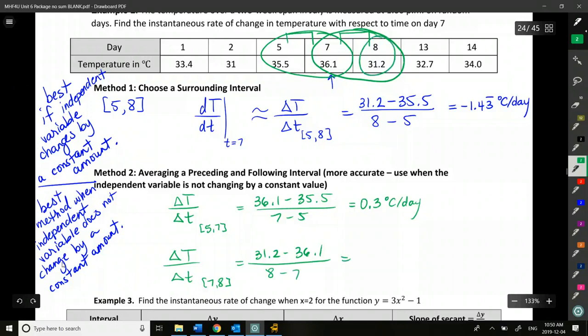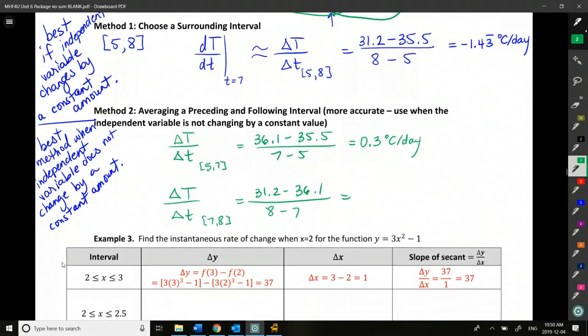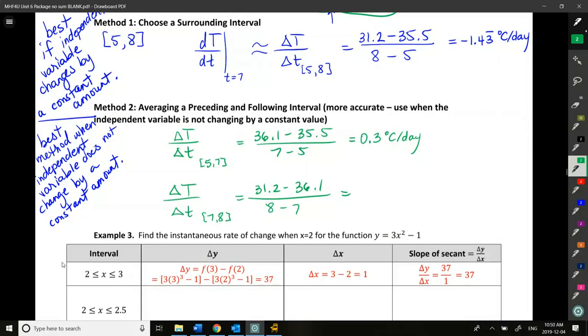Be consistent with which one is your 0.1 and which one is your 0.2, right? If I have 31.2 first here, then I'm going to have the day that matches up with 31.2 first in my calculation on the bottom. Okay, I'll get you guys to calculate that one as well. Jonathan? Negative 4.9 degrees Celsius per day. Okay, so here is going to be our estimate.